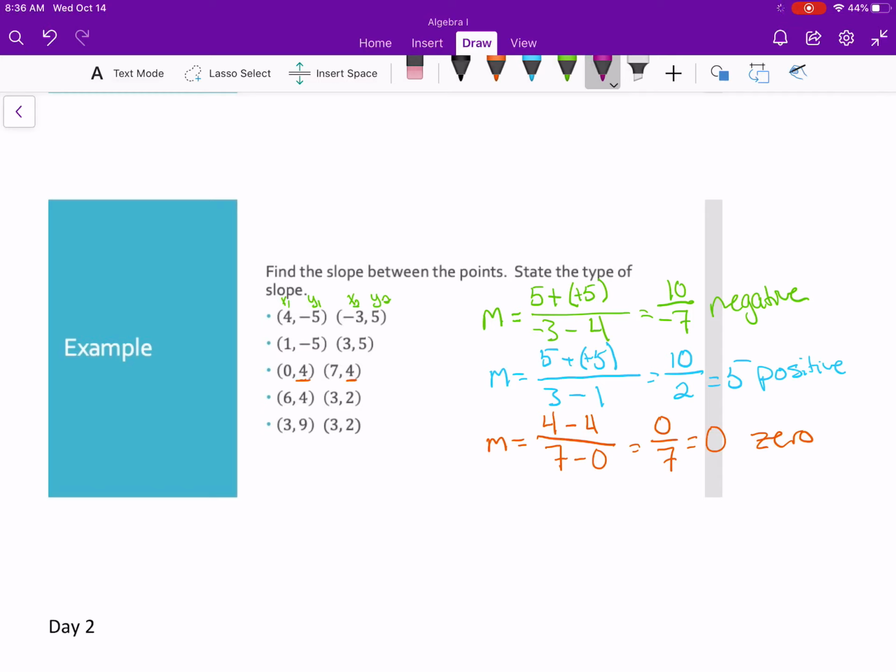All right, and let's do the next one. So y2 minus y1 over x2 minus x1. 2 minus 4 is negative 2. 3 minus 6 is negative 3. A negative divided by a negative is a positive, so it's positive 2/3.